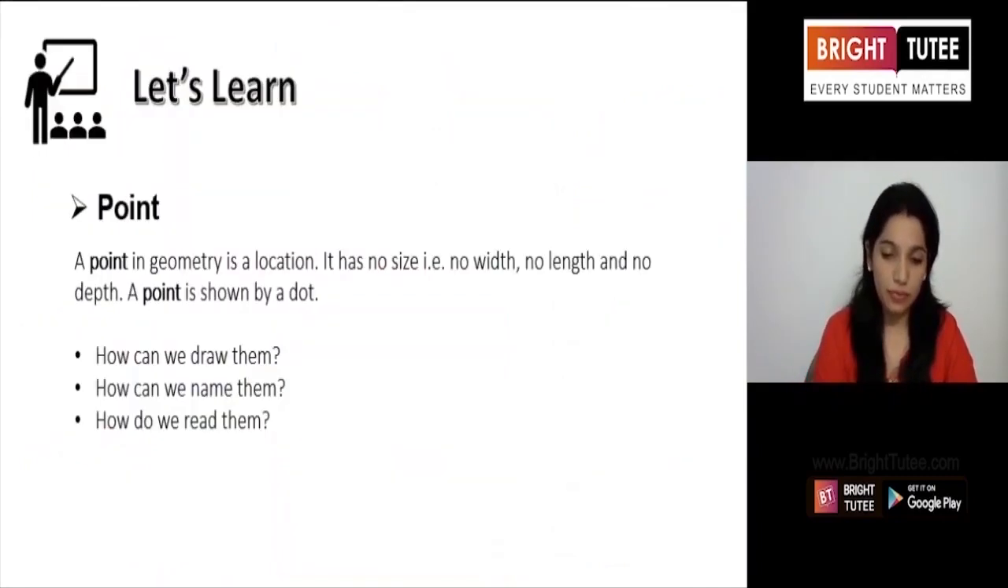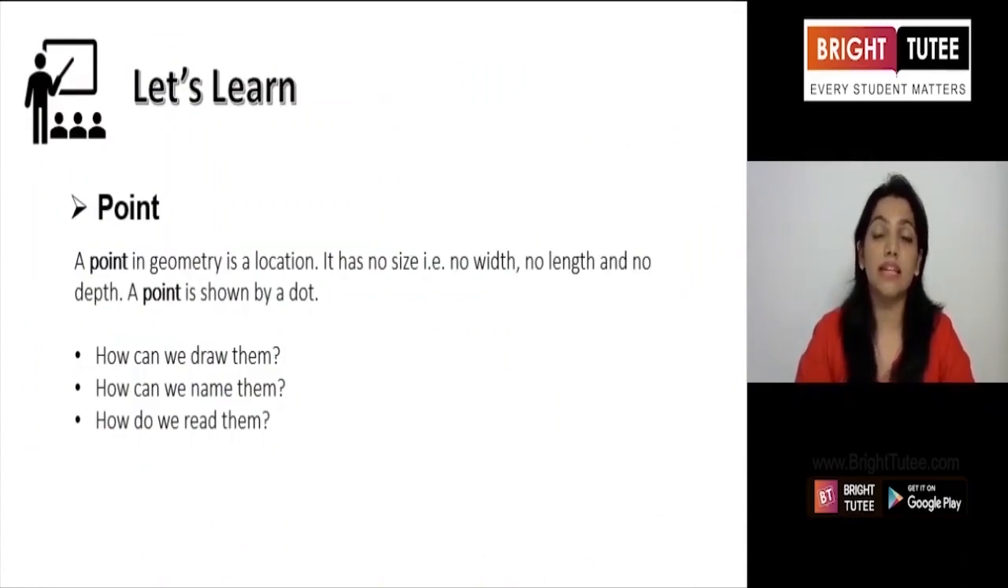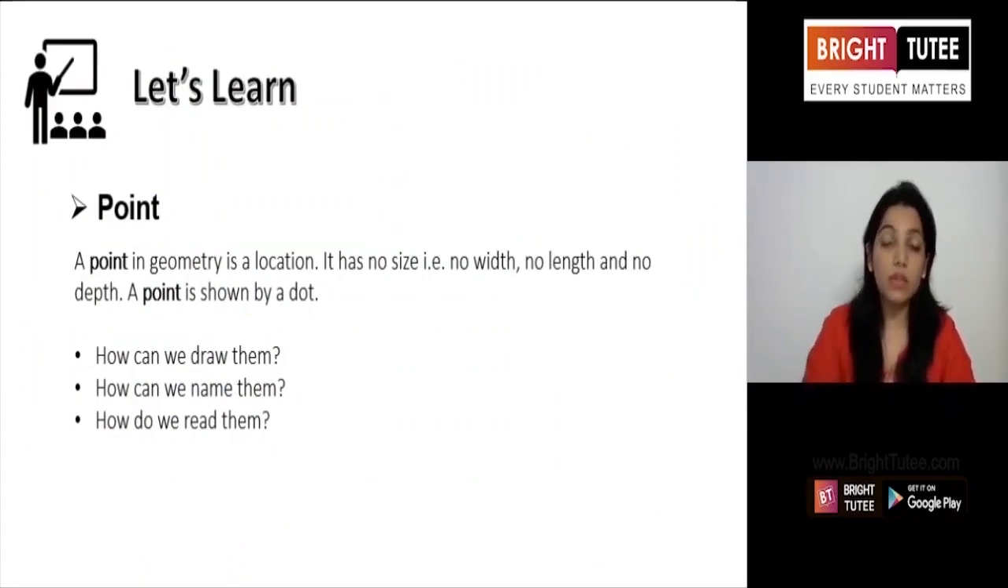Okay, so now let us start with something very important in geometry, the basic points that we are going to learn. Starting with the word point itself. What is a point? A point in geometry is a location. It has no size, no width, no length, no depth. A point is simply a dot, as you can see, like a full stop. Let me draw a point here. See, this is a point. Can you see I have drawn a point here? This is a point.